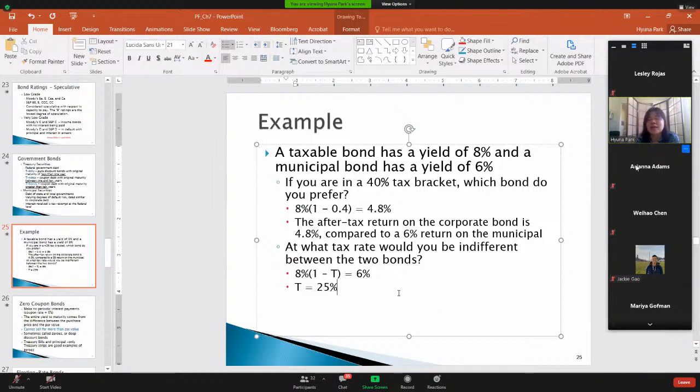So I can ask you, you should also be able to find the equivalent tax rate. The same question asked in a different way: at what tax rate are an 8% corporate bond and a 6% municipal bond equivalent? So you solve for this unknown t, and you find 25%. So for a 25% tax investor, an 8% corporate bond and a 6% municipal bond are equivalent after tax.